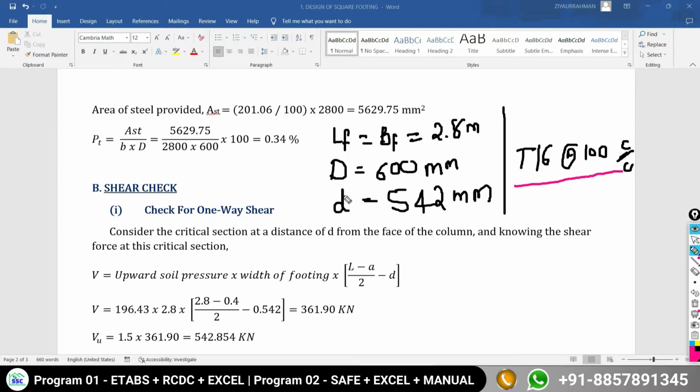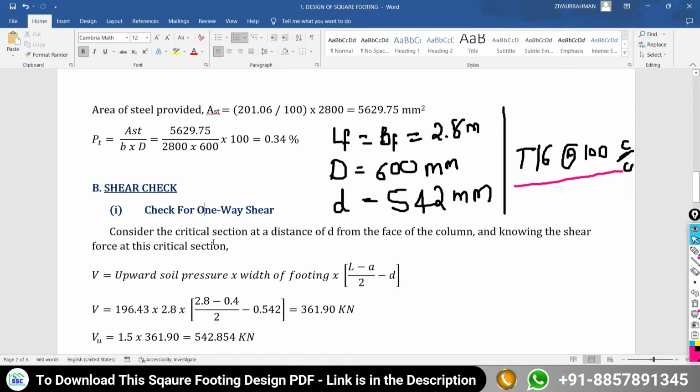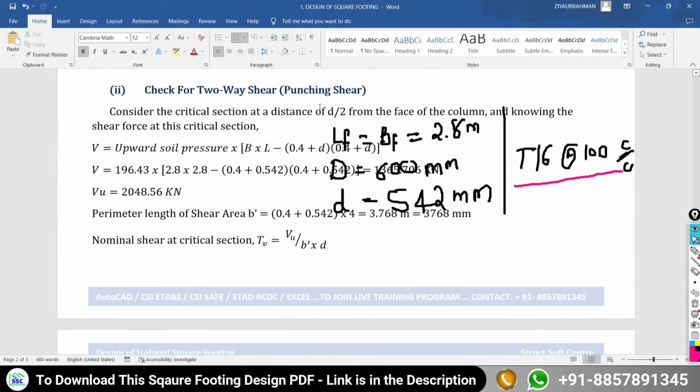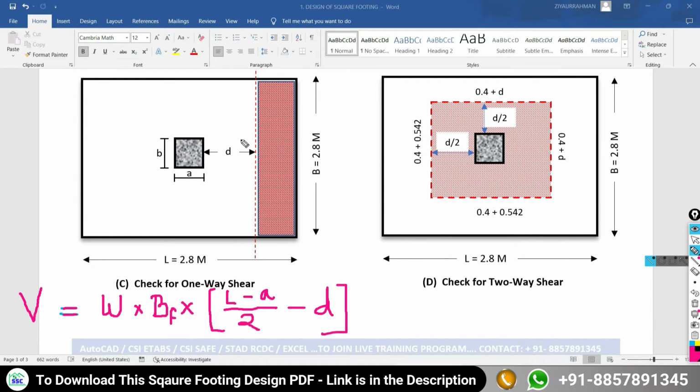So when you go to check for this shear, this provided depth for the shear, there are two shear checks you have to perform. One is your one-way shear check and the second one is your two-way shear check, that we are also sometimes calling punching shear. Now first try to understand the concept of one-way shear check.